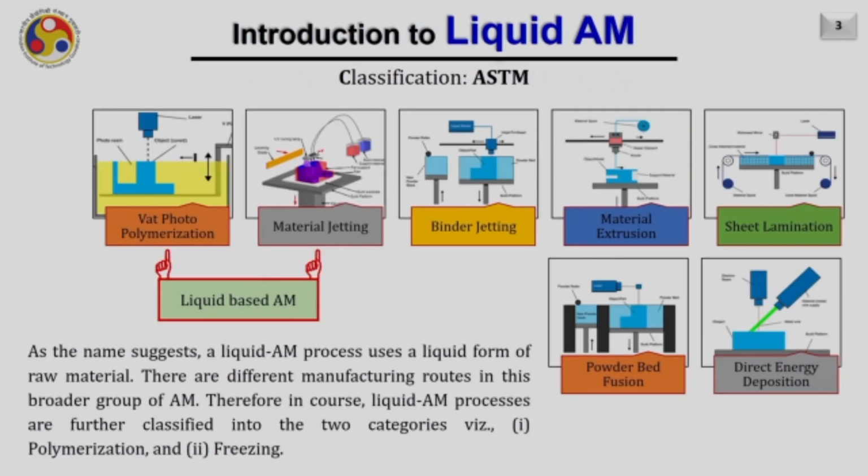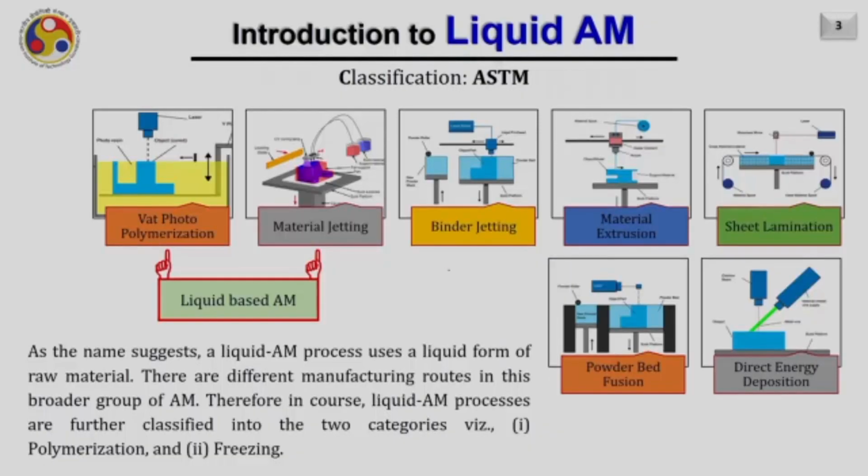So, if you recall the classification given by ASTM, additive manufacturing is categorized into 7 categories. First is wet photopolymerization, then material jetting, binder jetting, material extrusion, sheet lamination, powder bed fusion and directed energy deposition. The classification here is reproduced again, and it can be noticed that wet photopolymerization and material jetting use the liquid form of the raw stock material.